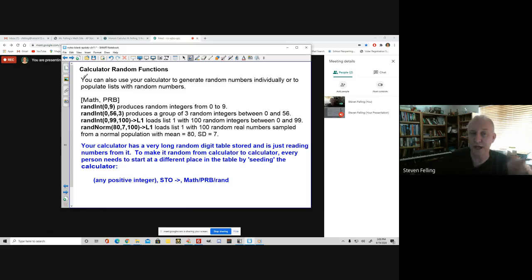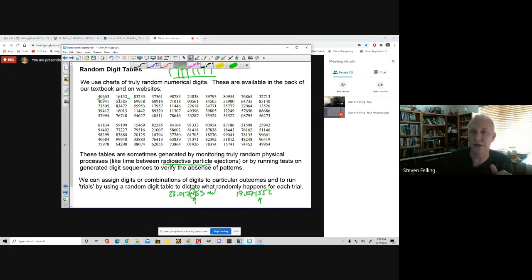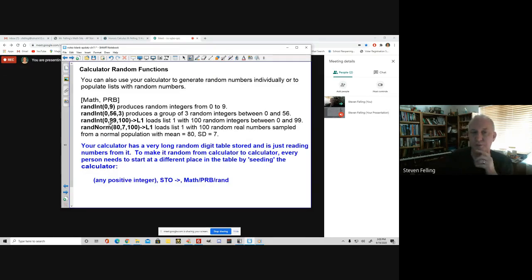So the calculator has a random digit table built in. You seed it by entering some random position to start, say, at that location, and then it just starts ticking numbers off of the random table from that point on to give you your random numbers, right? And to access that, if you want all numbers to be equally likely, you can use random integer. If you do, like, say, 0,9, it will produce random single digits from 0 to 9. If you add on a third variable there, then it produces an array with that many numbers, right?